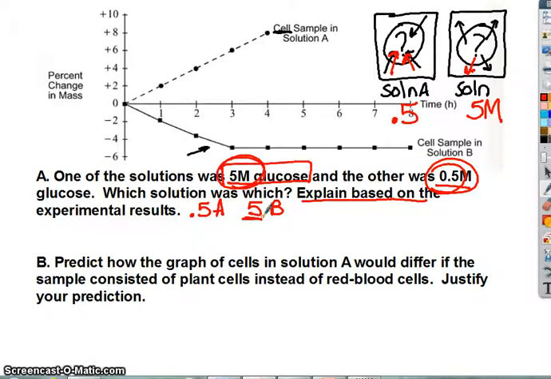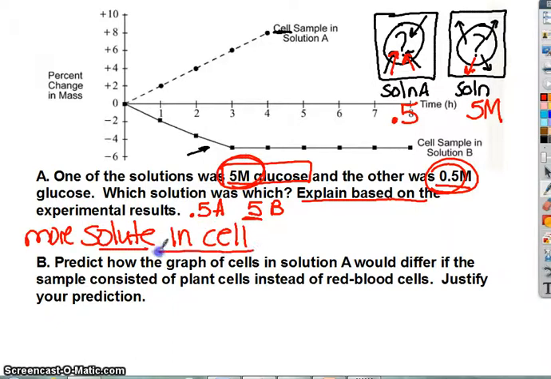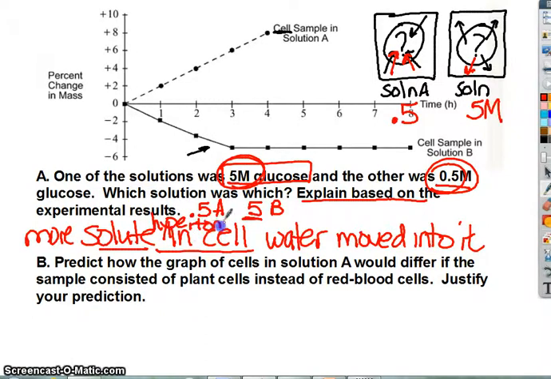What you did need to use were words like solute. There was, for example, more solute in the cell than in the 0.5 solution, and therefore water moved into it. Or you could have also used words like this cell was hypertonic to the solution, or the solution was hypotonic to the cell. So on the AP exam, try to make sure you define things. Use words if you can, but if you can't remember hypertonic and hypotonic, if you just explained on the basis of the solute, you would still be able to get the point without actually using that vocabulary word.